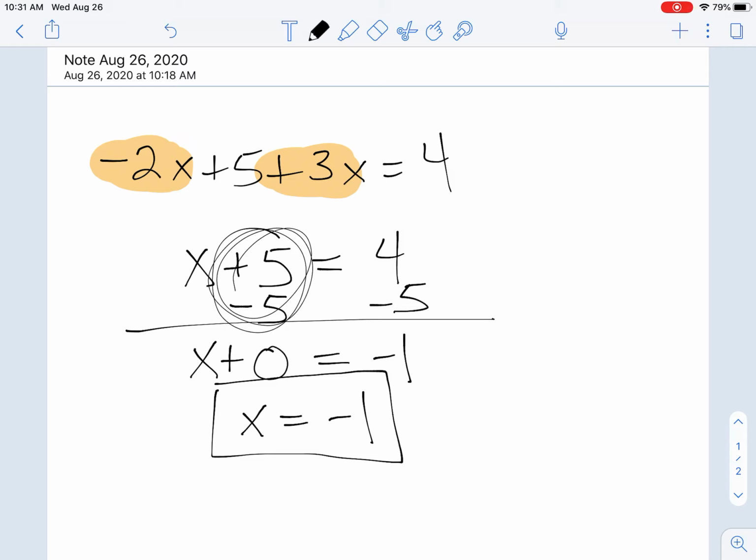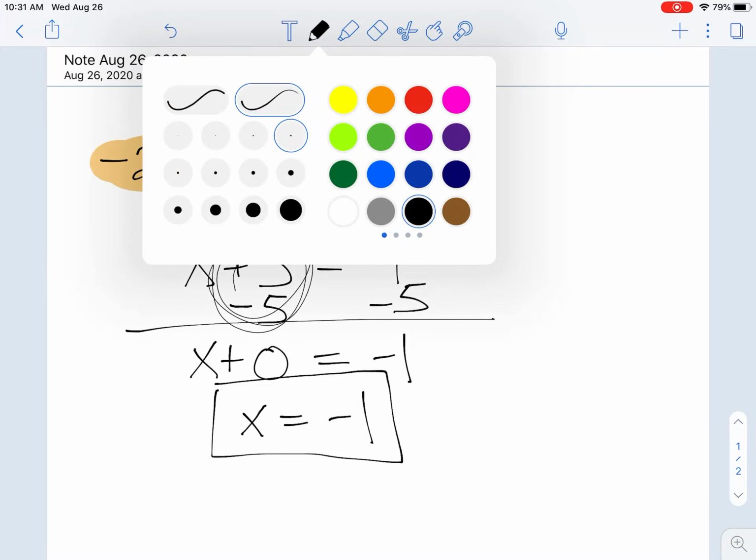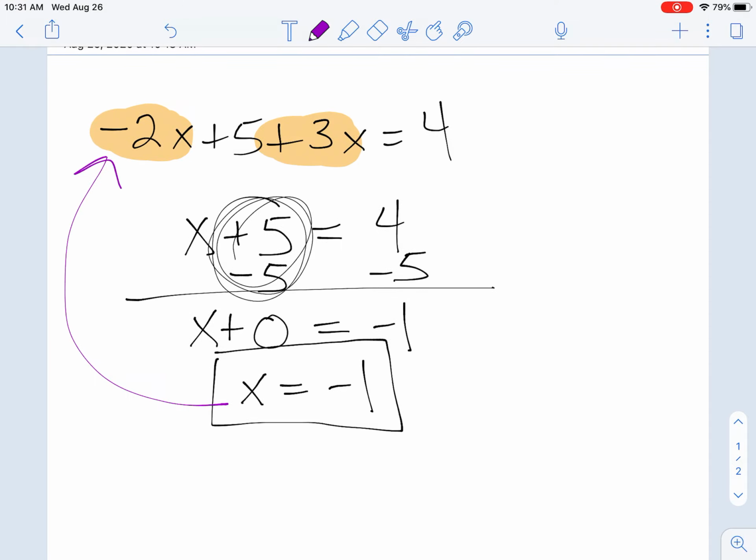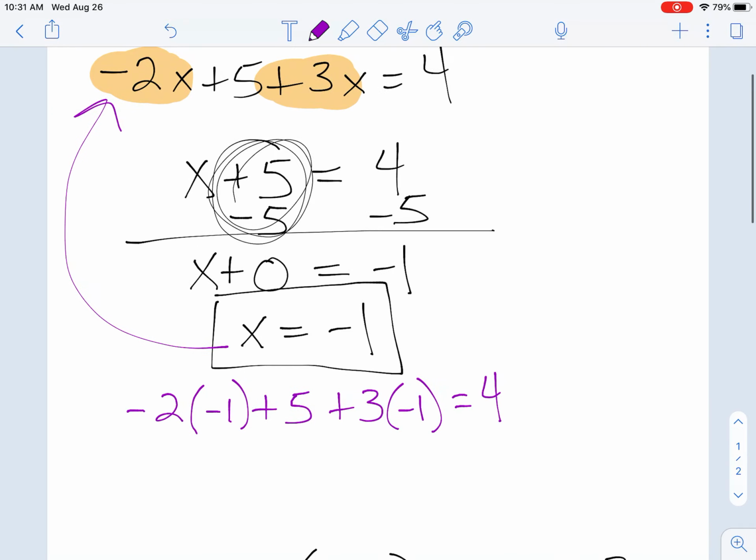Now we can always check our solution to make sure that it is correct. In order to do that, we can take the -1 and plug it into the original just to make sure that it's okay. So we would say -2 times x, which is -1, plus 5 plus 3 times x, which is -1, equals 4. And now you can plug this in your calculator to make sure that it works.